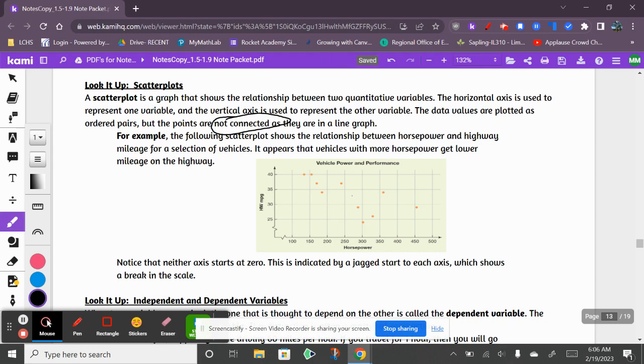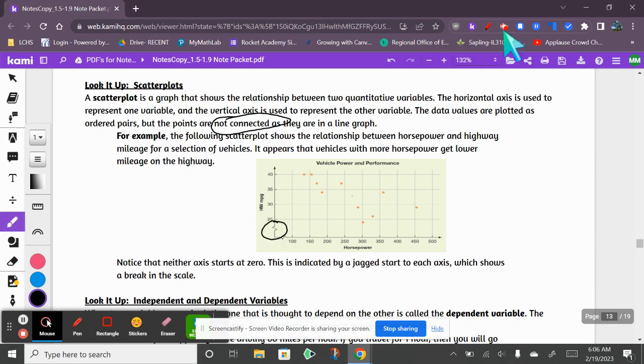For example, the following scatter plot shows the relationship between horsepower and highway mileage, so kind of like the power behind a car. For a selection of vehicles, it appears that vehicles with more horsepower get lower mileage on the highway, or they get lower miles per gallon. Notice that neither axis starts at zero. This is indicated by a jagged start to each axis, which shows a break in the scale.